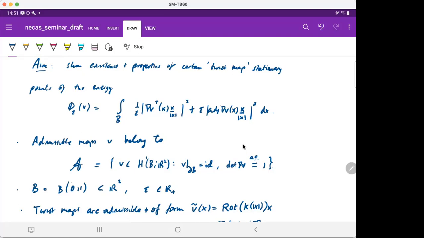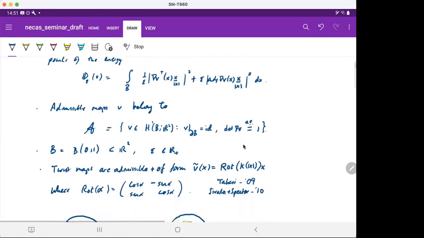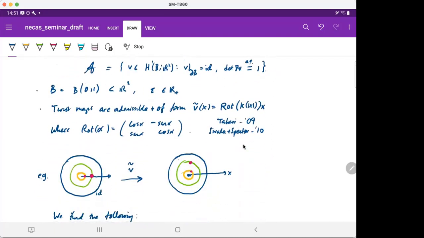And we look for specific types of solutions. So the ansatz is that they are twist maps. So these are maps of the form v tilde, which you can see on the screen there, and they're given by a rotation that depends on some function k, which in turn depends only on the radius, that's mod x, and the rotation acts on x. So the rotation is standard notation, and I've written below what rotation alpha means. And you can find these mentioned in the work of Taheri, certainly, in '09, and also that of Sivaloganathan and Spector in 2010.